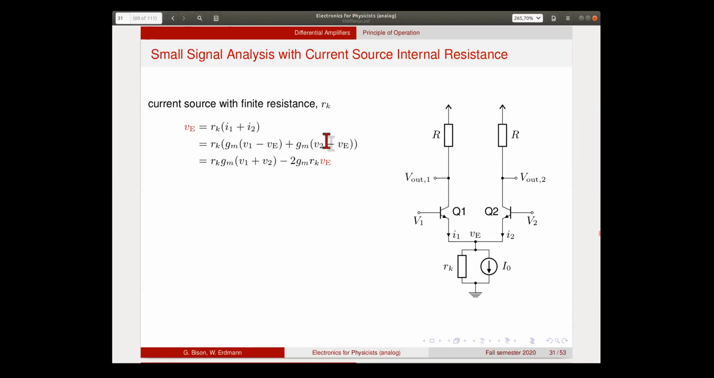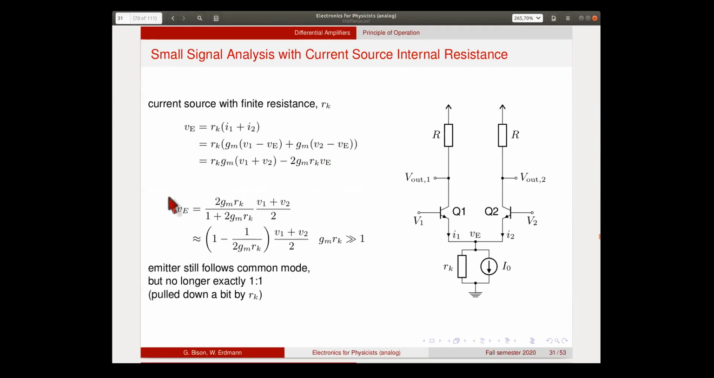So now we have VE on the left and the right hand side. So bring this over to this side and divide by 1 plus 2 GM RK. Then we get the result, and then we plug in a factor 2 here and divide the sum by 2 here, we end up with this expression. This is now the common mode.